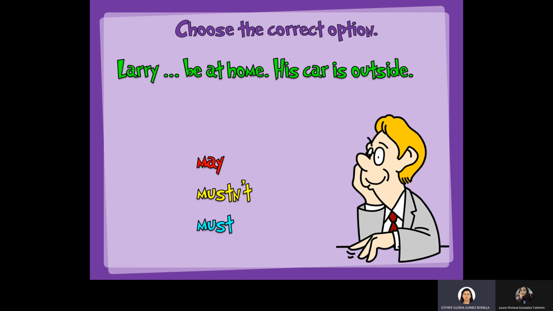His car is outside. Larry must be at home. His car is outside. Outside. Repeat. Home. Home. Outside. The pronunciation of home and outside. Very good. It's a deduction, no? If his car is outside, it's because he must be at home. Very good. Must. Larry must be at home. His car is outside. Very good. Let's go on with the next one.